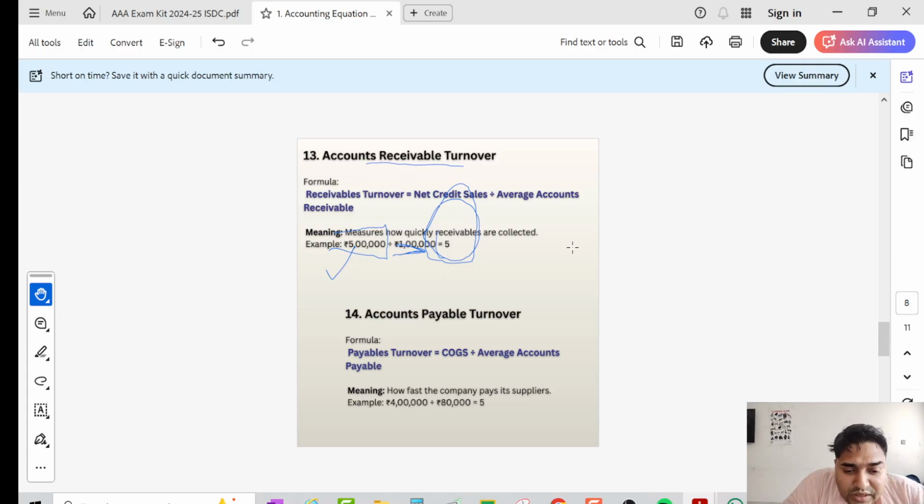Account receivable turnover measures how quickly we are collecting our money against the credit sales. So total credit sales divided by average AR. Total credit sales in my example is 500,000 and average AR is 100,000. It means that we are collecting enough. Our ratio is 5.